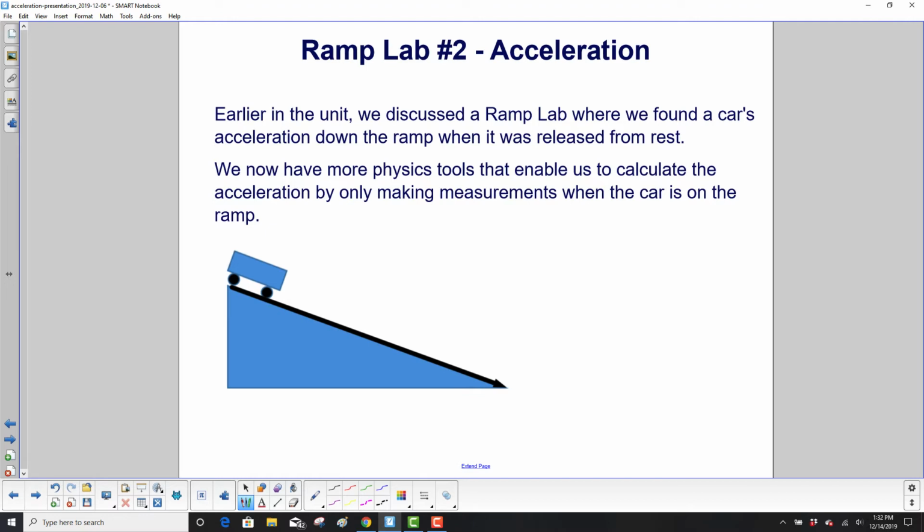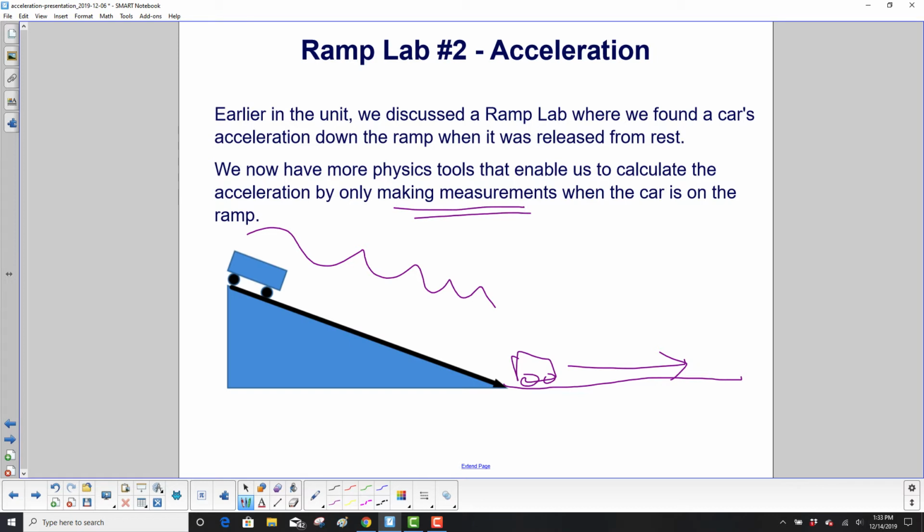Our first ramp lab, we found the car's acceleration down the ramp, but what's missing between this picture and what we had earlier? We were taking measurements as the car moved down the level surface here. But now we have more physics tools that enable us to calculate the acceleration by only making measurements when the car is on the ramp.